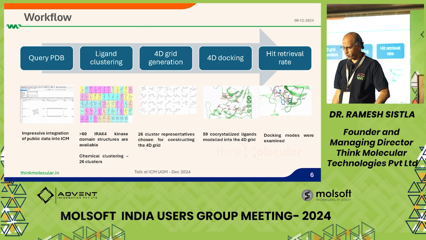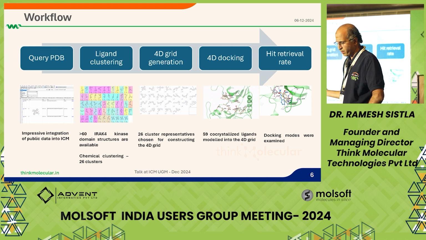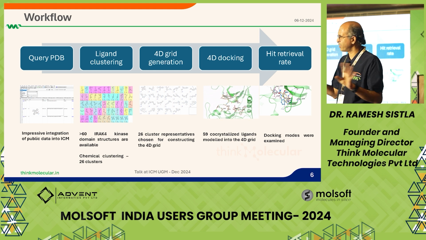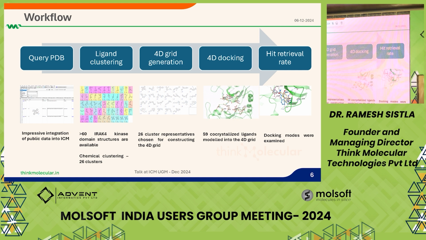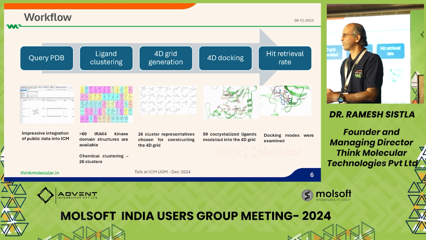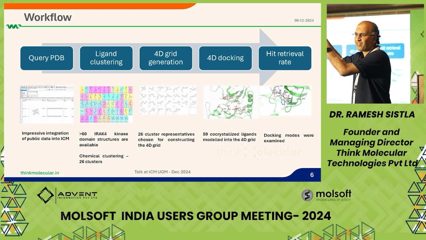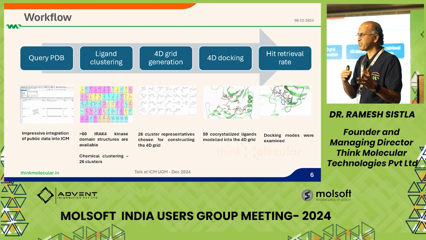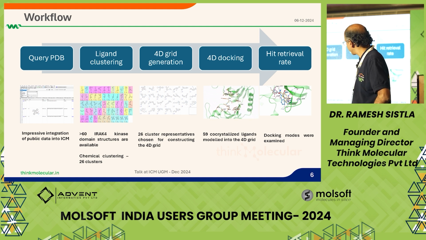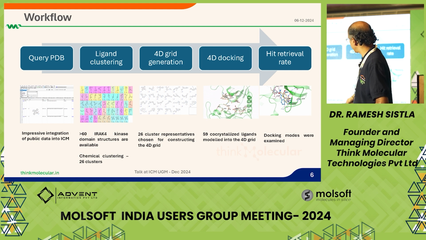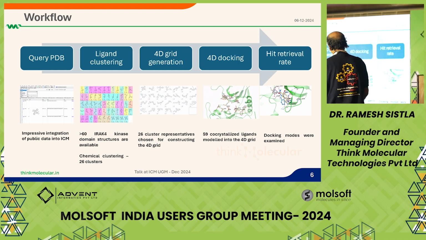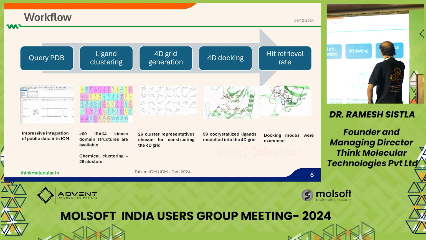Putting the workflow together, on the leftmost, first you query the PDB, everything in ICM. Like Ruben was telling in the morning, I might be looking like an ICM spokesperson here, but that's not the idea. It's just that it makes your life so much easier. You don't have to look at it in the RCSB and then do something else. I looked at the IRAK4 structures, pulled down the structures, did the ligand clustering, 4D grid generation, and 4D docking, then the hit retrieval rate.